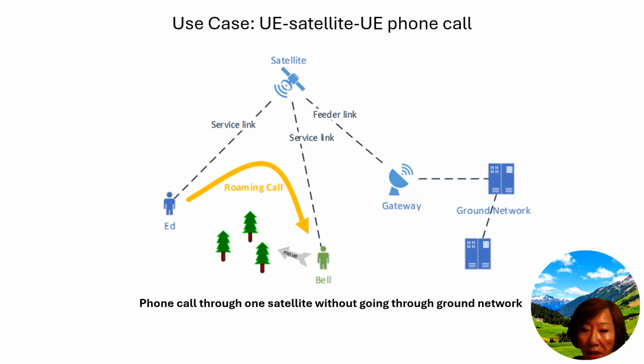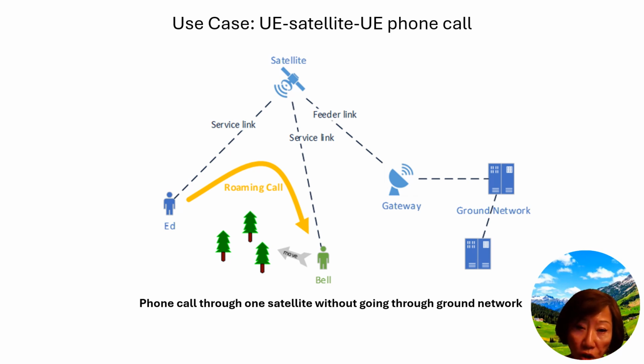This picture actually focuses on a call, which is very likely a roaming call. It's represented by a yellow arrow from Ed to Bell, indicating the direct communication path. Why is that? Well, the scenario here involves a phone call between the two users via satellite, with one user, Bell, being on an airplane. So when you are on an airplane, you are likely outside of your home network.